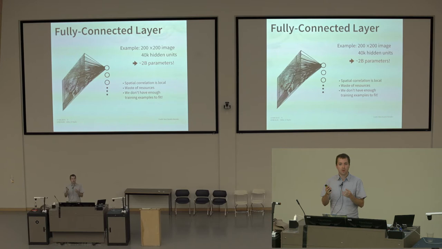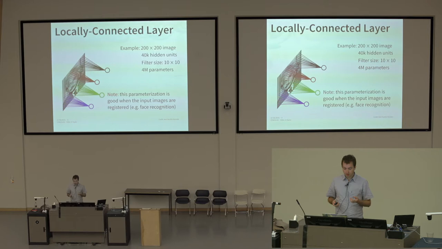So intuitively, we would never have enough label data to fit a model like this, so we have to change something. So let's say we connect locally, using some of these intuitions, locally in 10 by 10 windows. This reduces our parameterization to 4 million parameters. It's still a lot, but now we have these local receptive fields. Each one of these units looks at a 10 by 10 window.